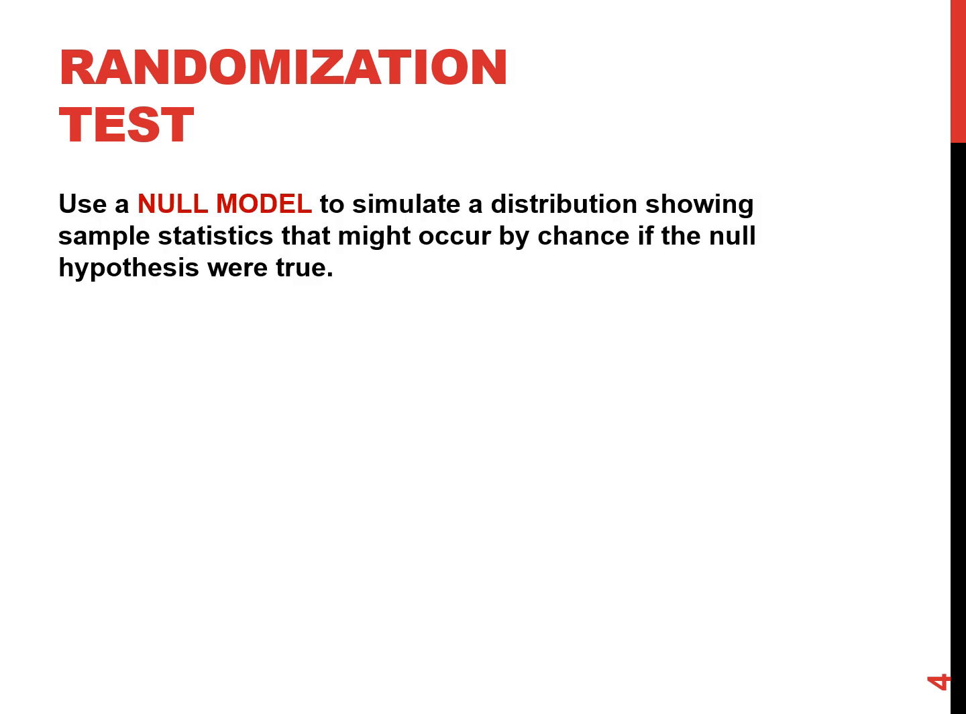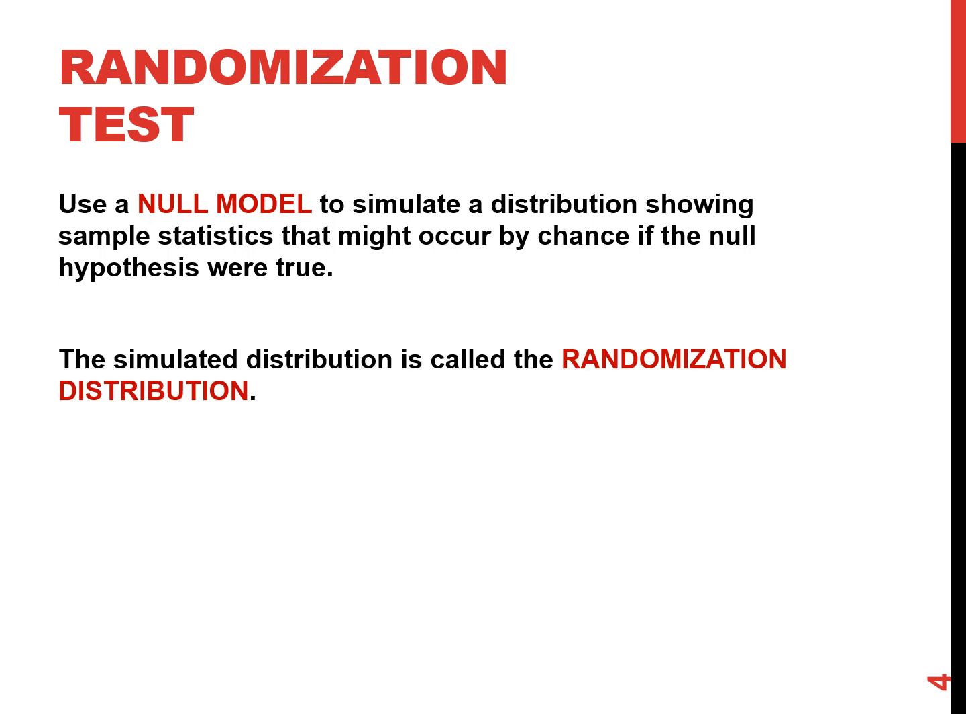So when we want to find the p-value, the way that we are going to do that is a randomization test. A randomization test uses a null model to simulate a distribution that shows sample statistics that might occur due to random chance if the null hypothesis were true. The simulated distribution is called a randomization distribution, and that's where this type of test gets its name.